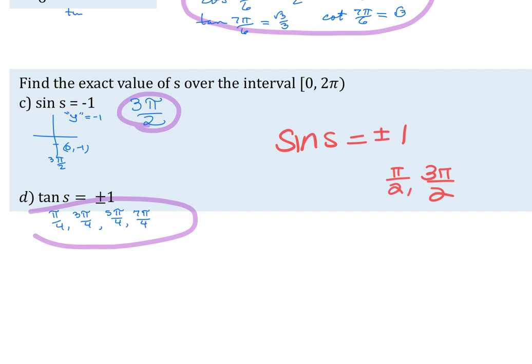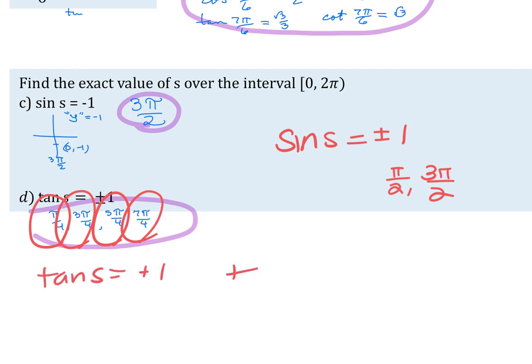The tan being 1 happens at all the over 4s. So if it's positive 1, it would happen at pi over 4 and 5 pi over 4. And if it's negative 1, it happens at 3 pi over 4 and 7 pi over 4. So if you want to separate it out, you could: where is tan positive 1 and then where is tan negative 1. But really, if it's a plus or minus, it's usually going to happen 4 times, unless it's like that quadrant angle, like sine is equal to positive or negative 1.